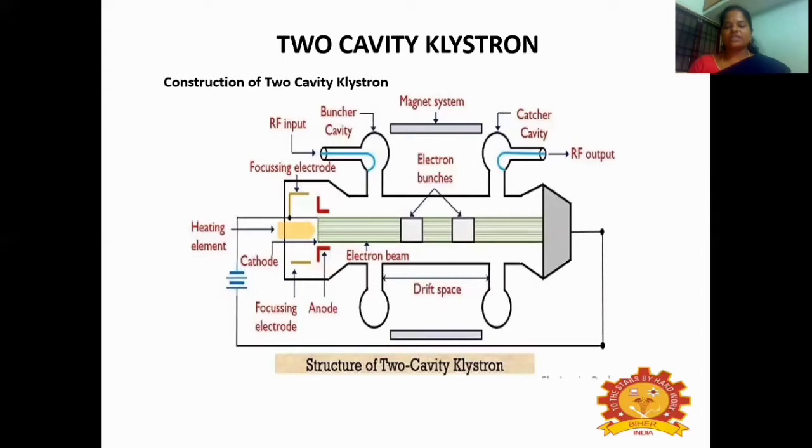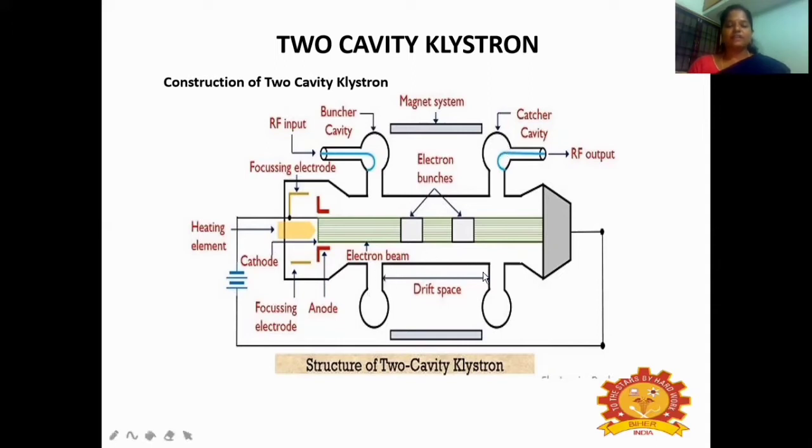This is the structure of the two-cavity klystron. Now we will discuss the construction of the two-cavity klystron. In this structure, there are two cavities, which are the main part. One cavity is called the buncher cavity and the other cavity is called the catcher cavity.